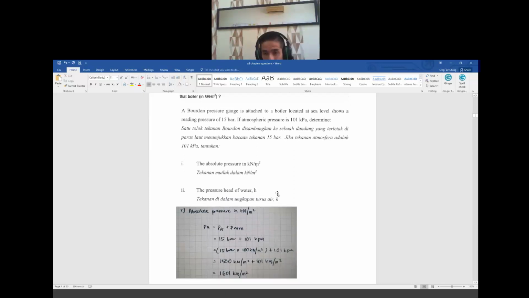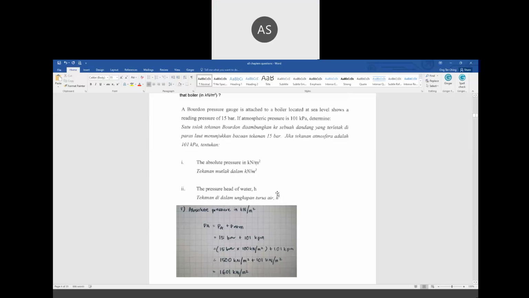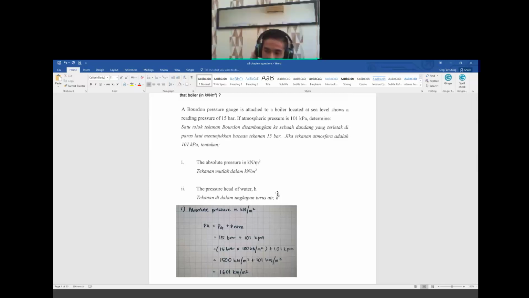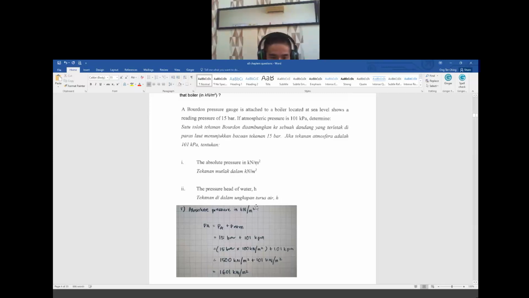Sir, how many marks is it? Good question. How many marks do we get for this question? Maybe 1, maybe 2, 3, because the confusing part will be only the conversion. Maybe 4 marks here. Okay, 1 on here, then the unit conversion 1 mark, then your steps, then your answer.